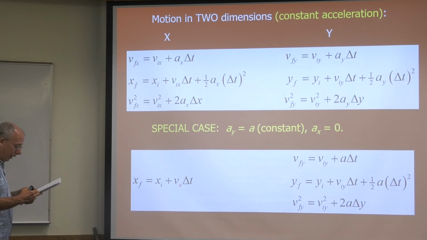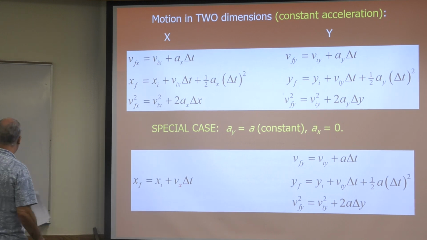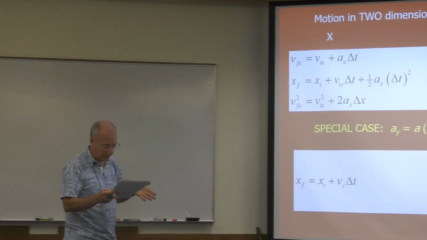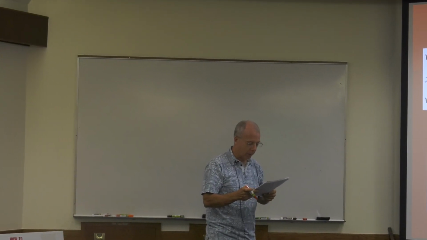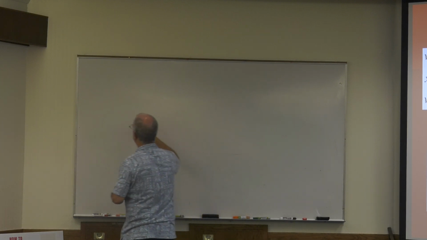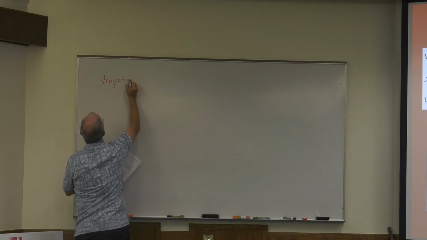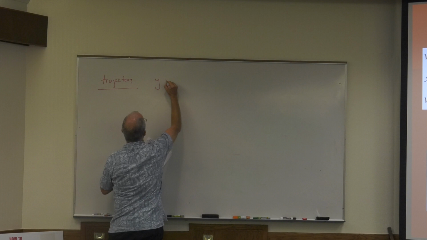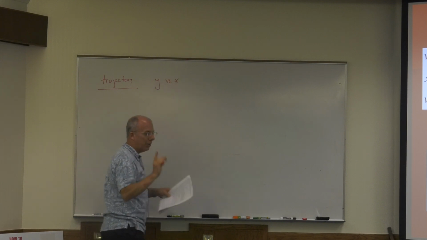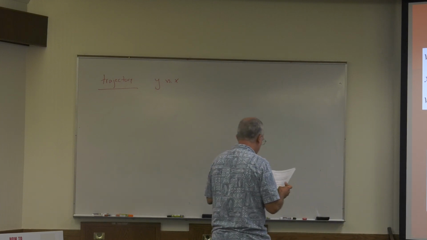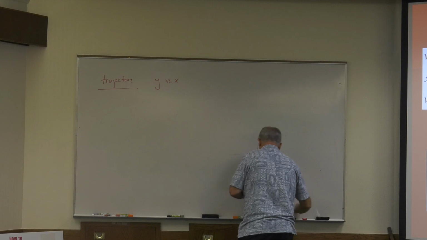Okay, awesome. Now let's do some math. Before we get all excited, and before we start doing free fall, we want to get what's called a trajectory. The trajectory is y versus x. That's what it looks like when you throw it: y versus x. So let's do it.